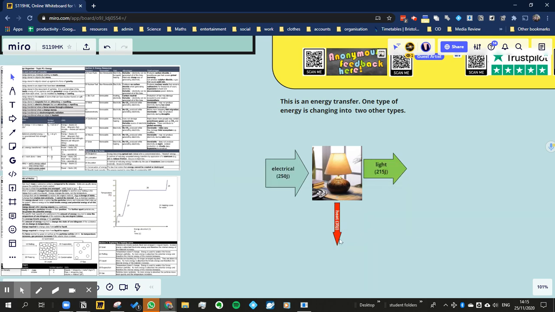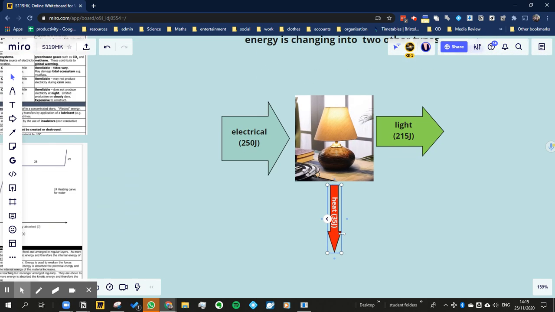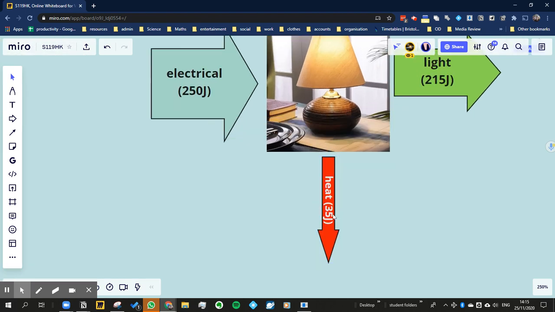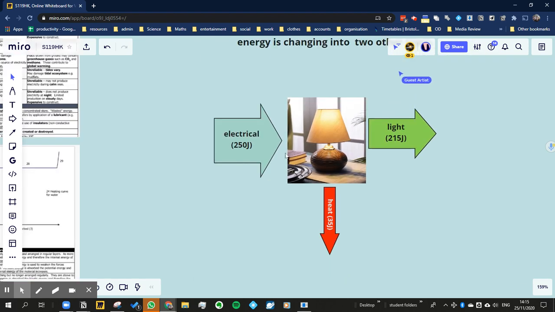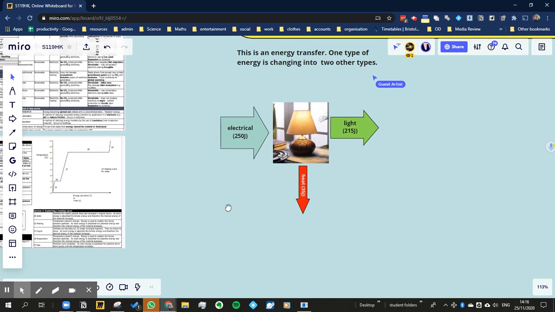I don't know if you can just about make that out. If we zoom in, you can read it a bit more easily. I'm going to make it a little bit wider so you can see it. One of the things this demonstrates is that energy cannot be created or destroyed. All the energy that I put in, I'm going to get out, but some of it might be light, some of it might be heat.